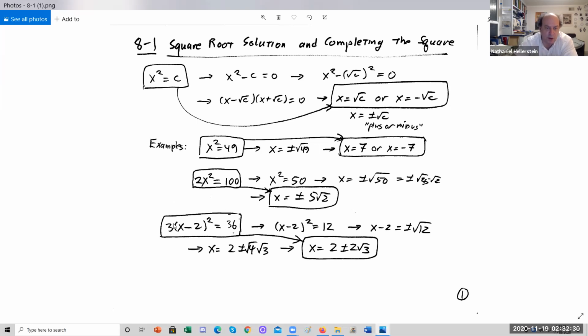Here's a more complicated one. Instead of just x squared, 3 times x minus 2 squared equals 36. So we need to go through a few more steps. First, we divide both sides by 3 and get x minus 2 squared equals 1/3 of 36, which is 12. Then we take plus or minus square root. So x minus 2 equals plus or minus the square root of 12. And then we transpose the 2. x is 2 plus or minus root 12, which is root 4 root 3. And root 4 is 2. So x is 2 plus or minus twice root 3.